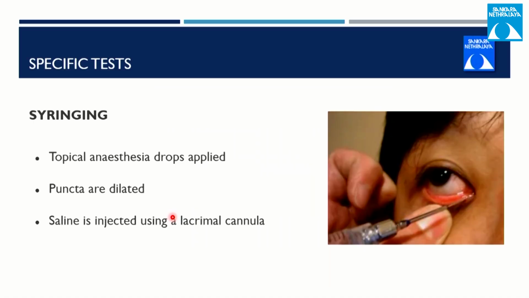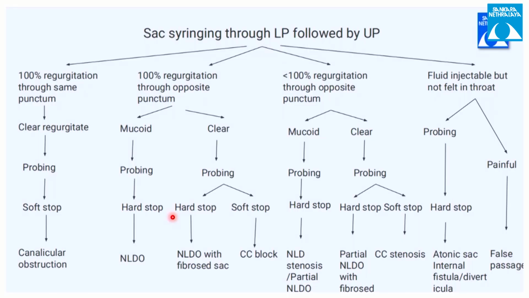Okay, to syringing. In syringing, after applying topical anesthesia, the puncta is dilated and saline is injected using a lacrimal cannula. Now this is a flowchart about the findings. I think we have just discussed this. Everything is clear on this, right? When you do syringing, the patient should not have pain. If there is pain, stop pushing the fluid and leave it. It will canalize. You can't really do anything about it, but usually it will be patent.